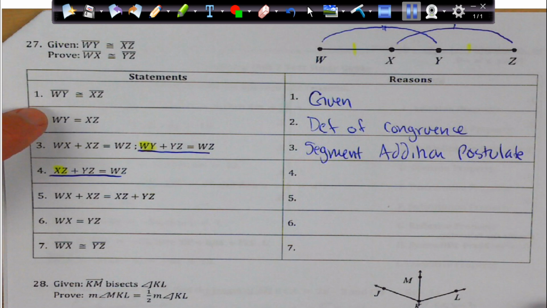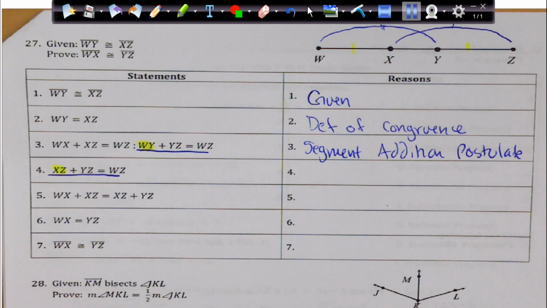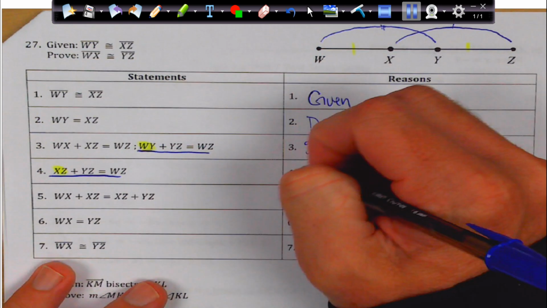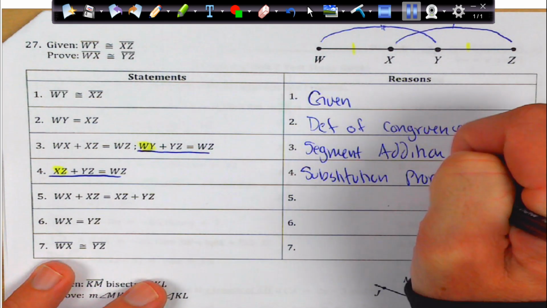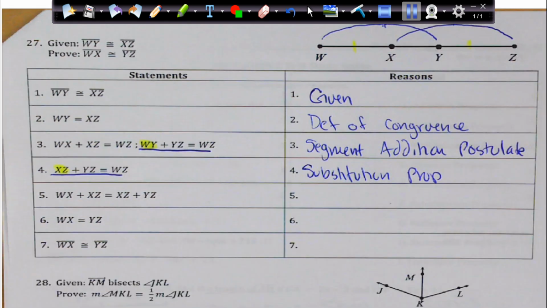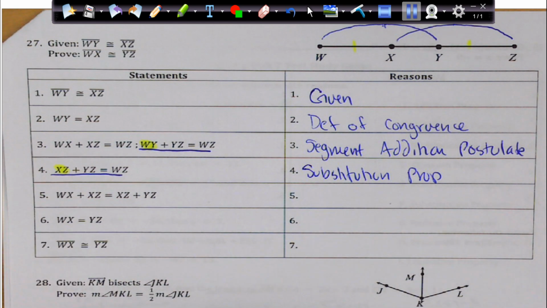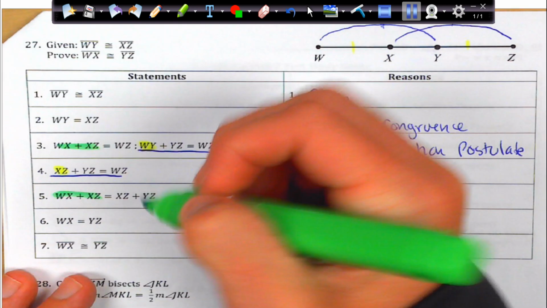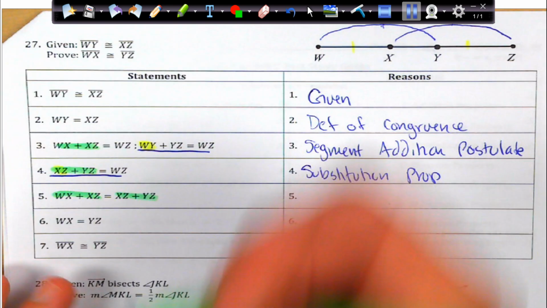Well, I said up here that they were congruent. So I can actually do a substitution property where I sub WY out for XZ. So that's substitution property, not transitive. Now here I'm setting 2 equations equal to each other. Well, where do these equations come from? Well, where is this guy? Well, this guy's right here. And where's this guy? This guy is the one that we just established right there.